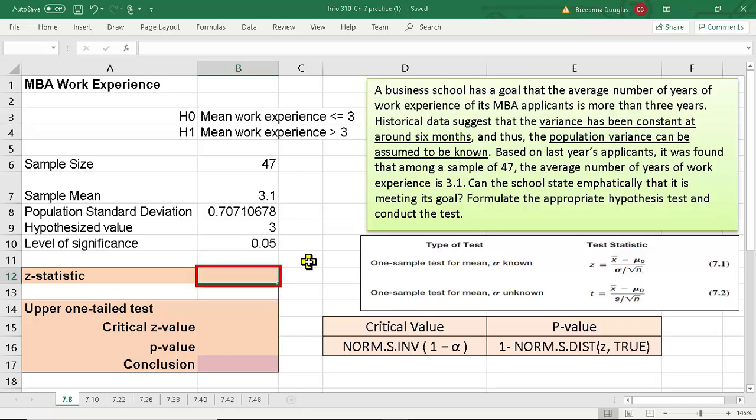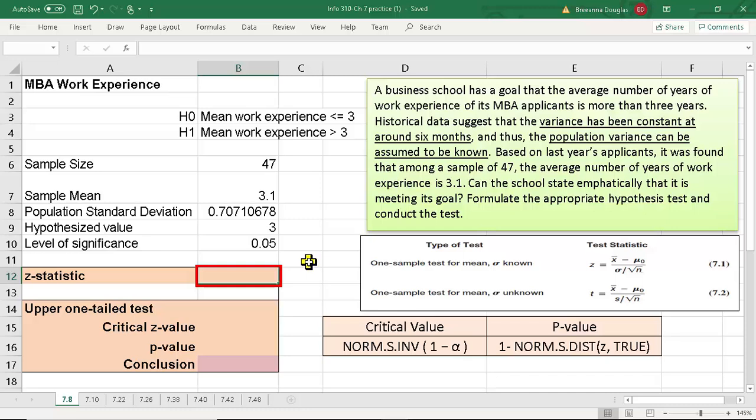Hello, today we will be performing a one-sample, one-tail hypothesis test where the population standard deviation is known. In this problem, we are trying to determine if a business school's MBA applicants' average number of years of work experience is greater than 3. We are given a sample size of 47, a sample mean of 3.1, a population variance of 0.5, which is equivalent to a population standard deviation of 0.707, a hypothesis mean of 3, and a significance level of 0.05.